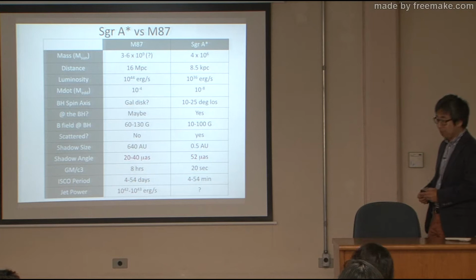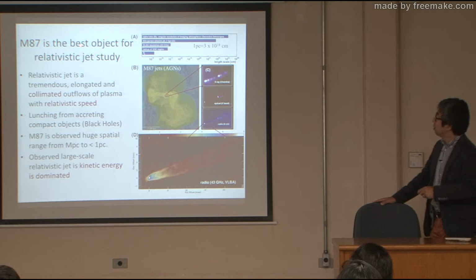So M87 is the best object for relativistic jet study, because a relativistic jet is an elongated, collimated outflow of plasma with relativistic speed. It is launched from the accreting compact object at the center, I think the black hole, and M87 is observed over a huge spatial range, from megaparsec scales to less than 1 parsec. Now some questions also come up there.